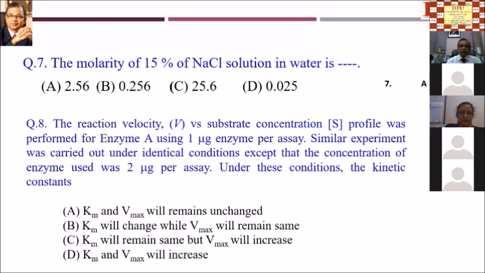Then here is another enzyme kinetics question, but it is simple. In this question, you are saying that if you give 1 microgram of enzyme in the assay, as opposed to 2 micrograms per assay, nothing else is changing, only the substrate concentration you are increasing. So what is going to happen? The Vmax is going to increase, but Km is going to remain the same, and the other options are automatically gone.